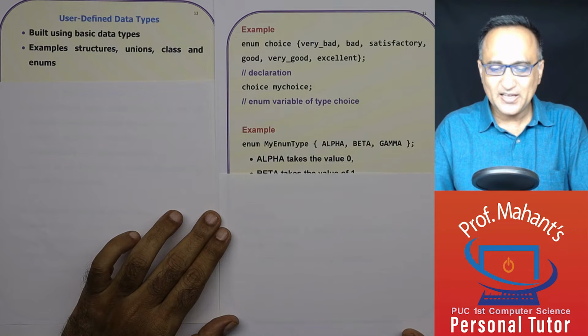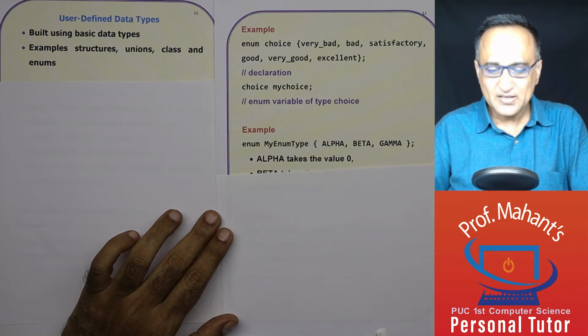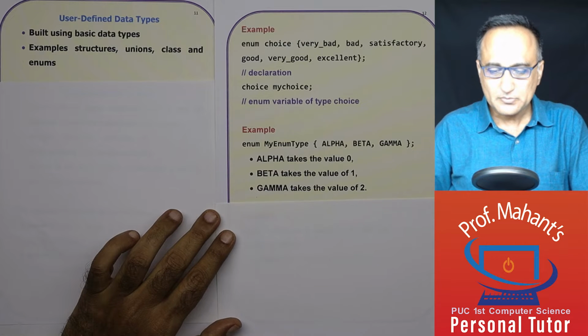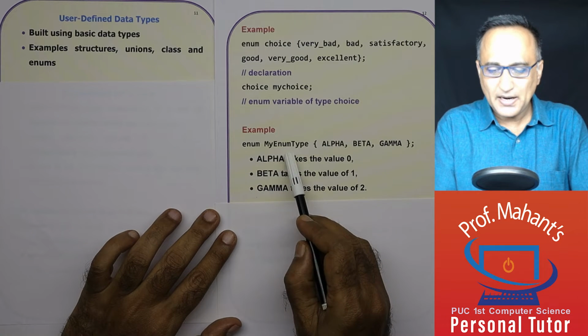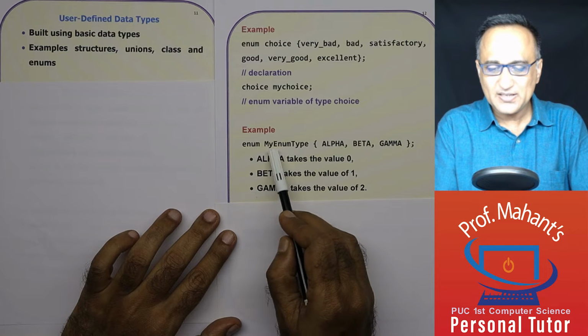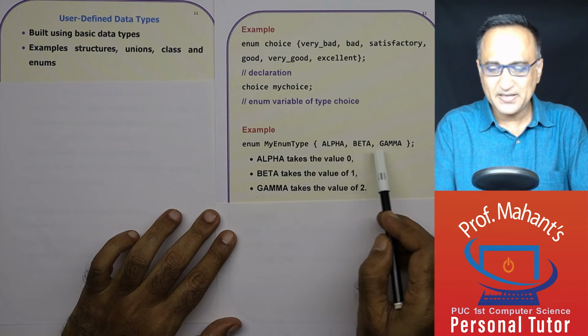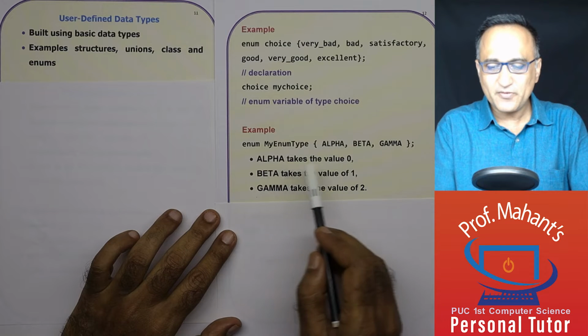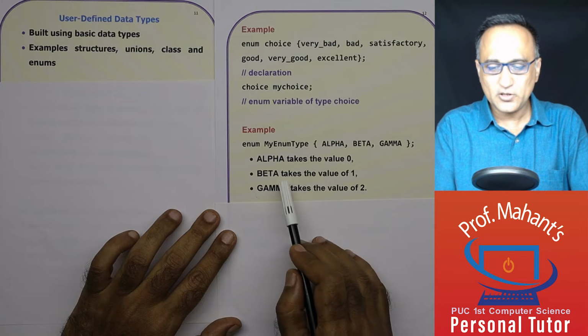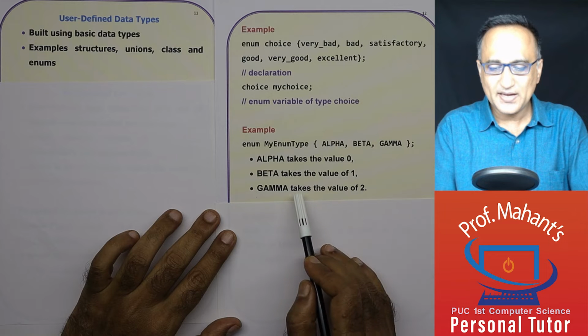Now let's take a look at it again. Suppose I say enum, my enum type. Enum is a keyword. This is something similar to choice. I say alpha, beta, and gamma. Alpha will automatically be given the value 0, beta will be given the value 1, and gamma will take the value of 2.